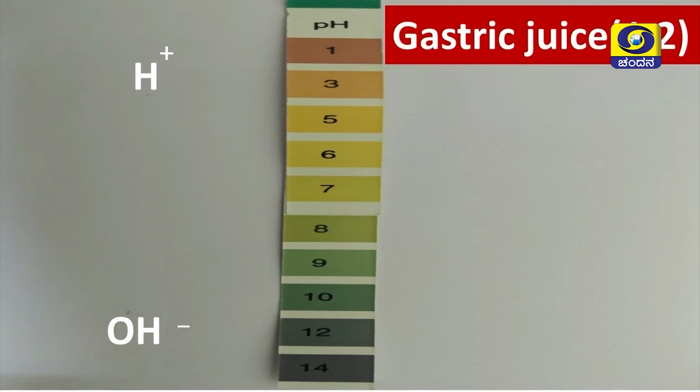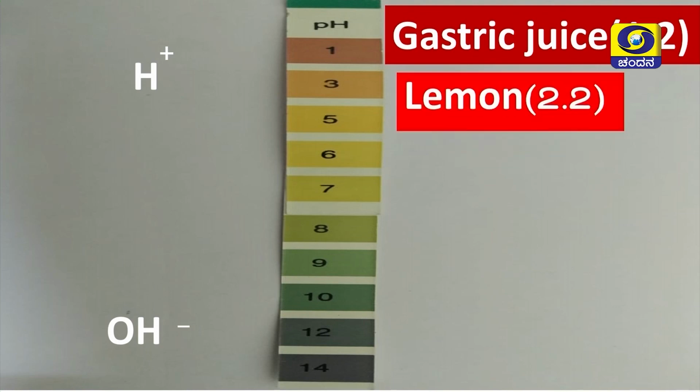Let me see this one. Some natural juices or natural solutions, how will their pH be? Gastric juice, the juice produced in the stomach, contains hydrochloric acid, HCl. What is the pH of this one? That is 1.2. Next, the pH of lemon juice that you drink is 2.2. It is acidic in nature. When you come to pure water, it is 7, that is neutral.